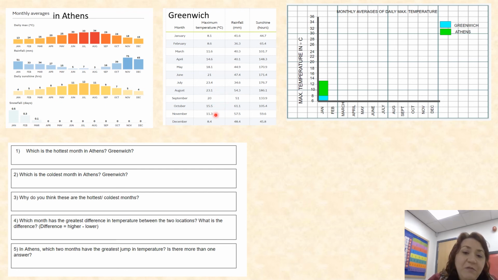15.5, 5 is halfway, so it rounds up to 16. 11.3 rounds down to 11. 8.4 rounds down to 8. So you're going to mark those on this grid.